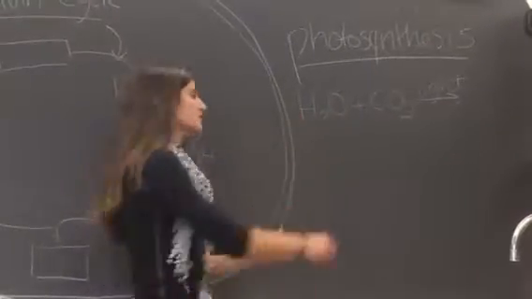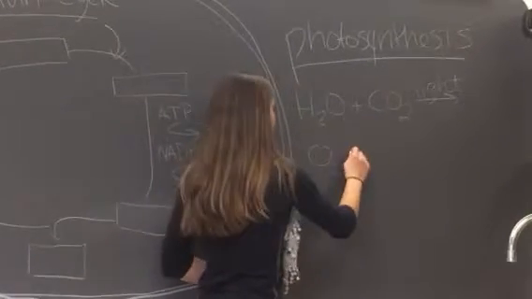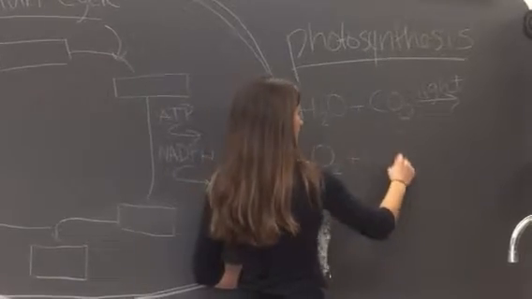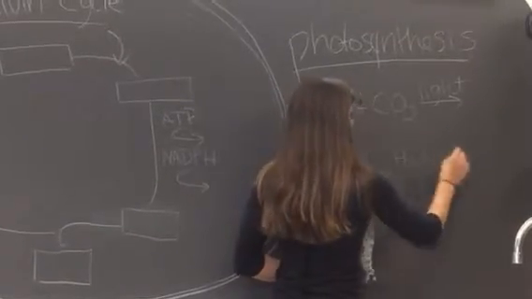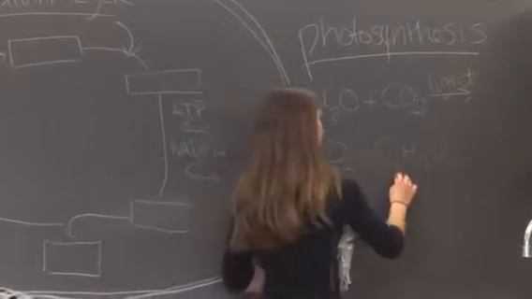What are we going to produce? We'll produce oxygen and we'll produce glucose. So this is our formula for glucose.